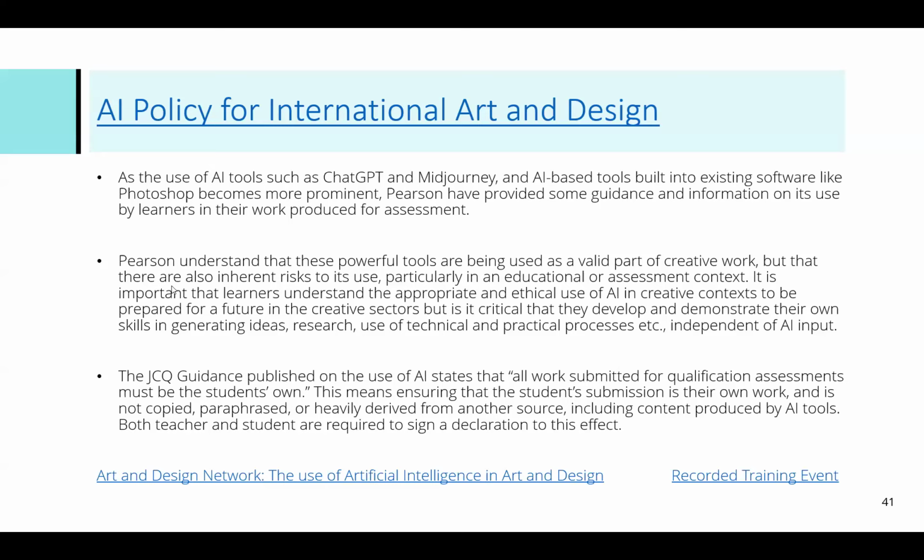The JCQ guidance published on the use of AI states that all work submitted for qualification assessments must be the student's own. This means ensuring that the student's submission is their own work and is not copied, paraphrased, or heavily derived from another source, including content produced by AI tools. Both the teacher and student are required to sign a declaration to this effect, and this is the authentication sheet, which I've just shown you. Links to the AI policy and the recorded training event on AI in art and design qualifications are in the slide, but I've also shown you where to find the document on the homepage.